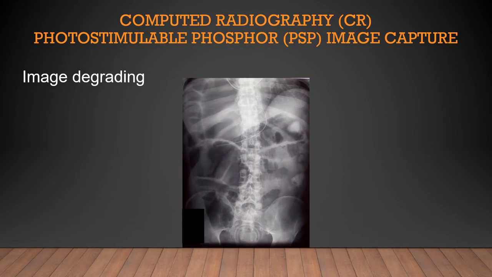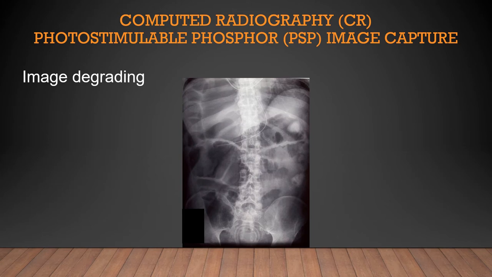Now, with the CR system or the PSP system, you could have image degrading. So let me talk to you about this for a second. Let's say that you were working at the office and there was a big thunderstorm outside and you were taking a patient's X-ray and before you put it into the reader, the power went out. And you were waiting because you could not process these images.